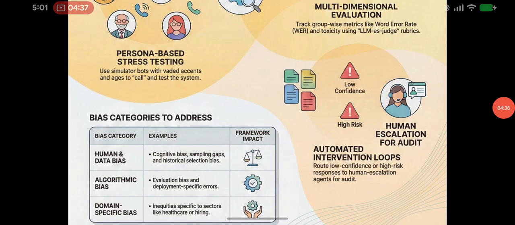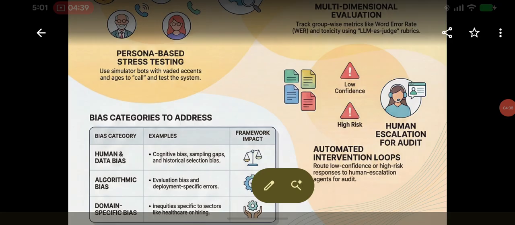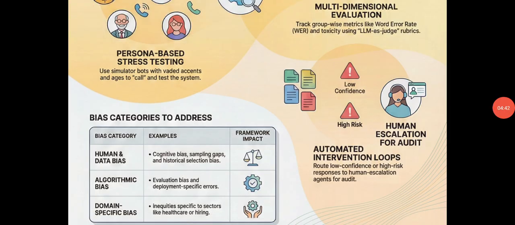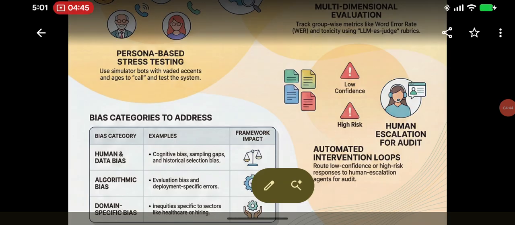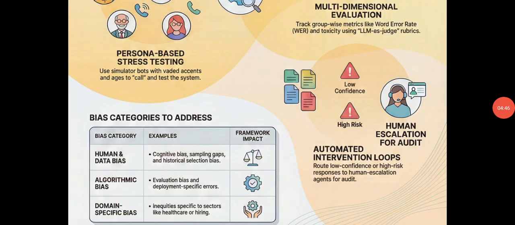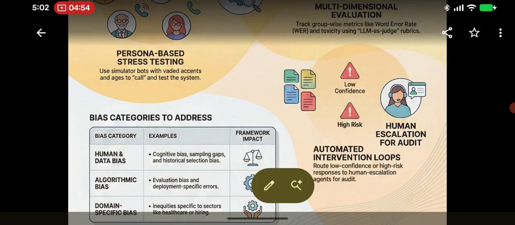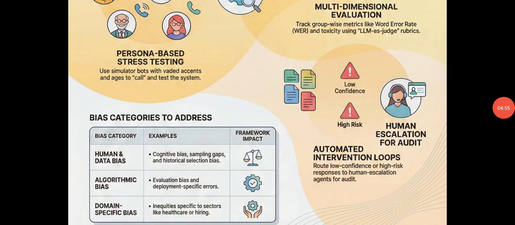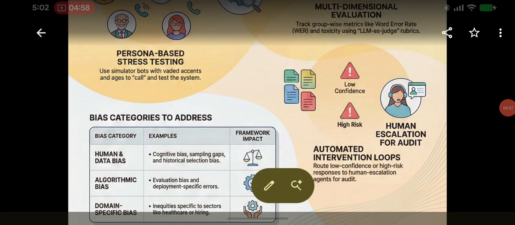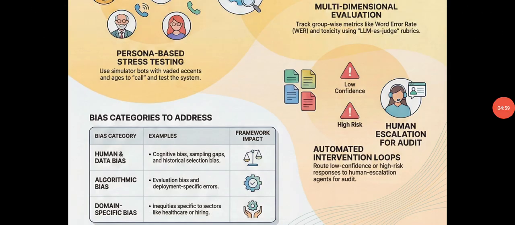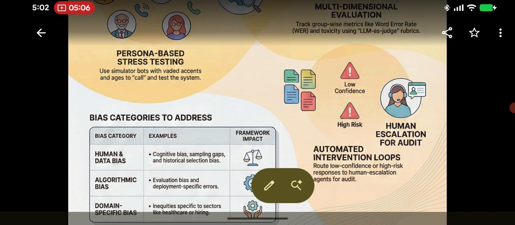For a voice agent, one can do persona-based stress testing with male, female, young, old, different ethnicity, and different regions. Based on the area the solution caters to, we can find its demography and accordingly have agents test it. Then we can have a multi-dimensional evaluation where we check word error rate, toxicity, perplexity, fuzziness, accuracy, distortion, and so on.